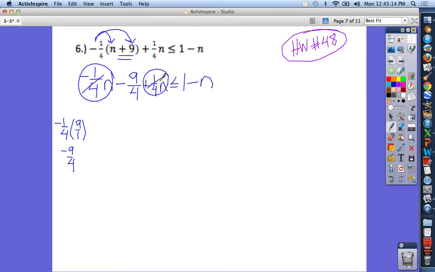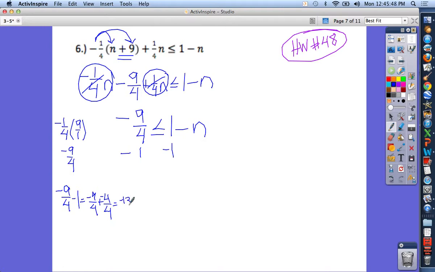If you combine your like terms on the left, you have negative 1/4 n and positive 1/4 n. Well, don't those just go to 0 when you combine them? So you get 0 minus 9/4, so you have negative 9/4 is less than or equal to 1 minus n. Then what I did is subtracted 1, because positive 1 minus 1 is 0, negative 9/4 minus 1. And if you show some scratch work on the side, negative 9/4 minus 1 is the same thing as negative 9/4 minus 4 over 4. Change it to add the opposite, you get negative 13 over 4 when you do your addition.